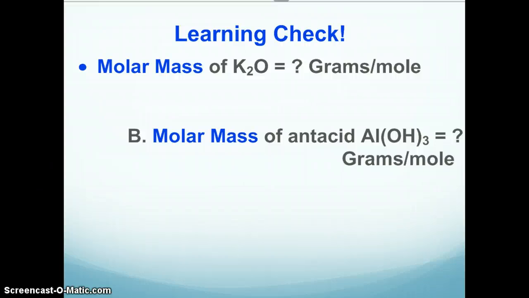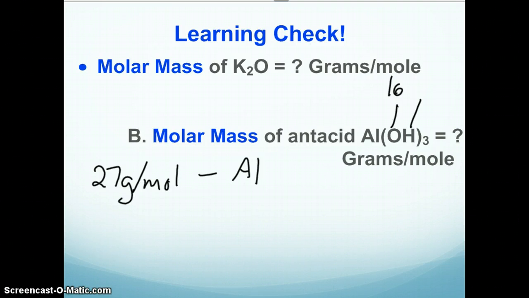Let's take this one here, aluminum hydroxide. This is in your Plop Plop Fizz Fizz antacid tablets. So how would we figure this out? What we do is a divide and conquer strategy. Excuse me, I'm wrestling my periodic table. So aluminum has a mass of 27 grams per mole. Hydroxide, oxygen is 16 plus 1 for the proton.